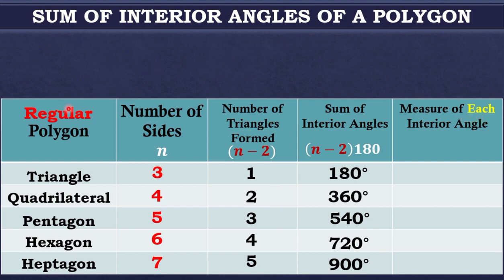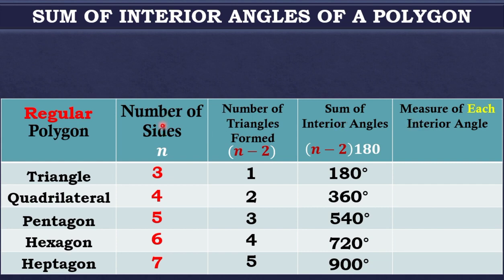Kung hindi po siya regular, ibig sabihin, iba-iba ang measure nun. Hindi mo siya pwedeng gamitin. So, hindi pwedeng ang polygon mo ay irregular and then kukunin mo yung measure of each interior angle. Hindi po pwede. Kasi this is only possible if ang polygons po natin ay regular. Kasi madidivide mo siya equally. Now, so paano natin kukunin?